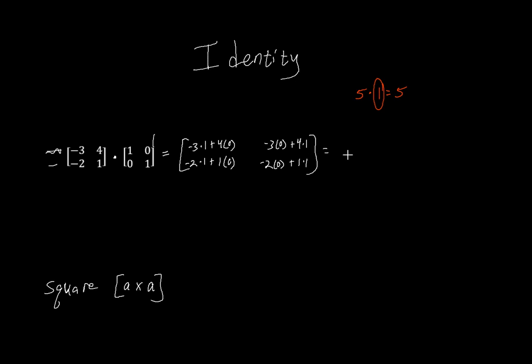Doing the math, we end up with negative 3. Down here we have negative 2. And then we've got 4 and 1. So this is that identity matrix. I can expand it if I want to. I could make a 6 by 6 identity matrix.